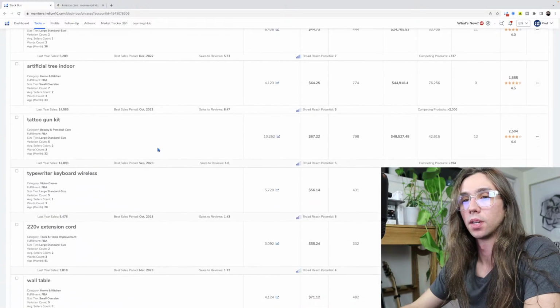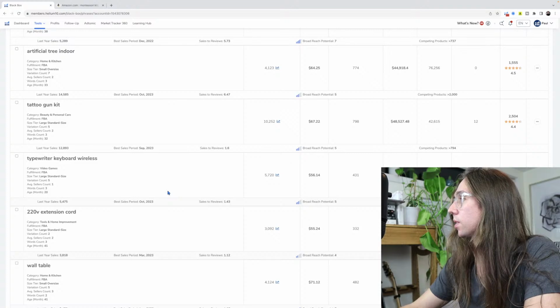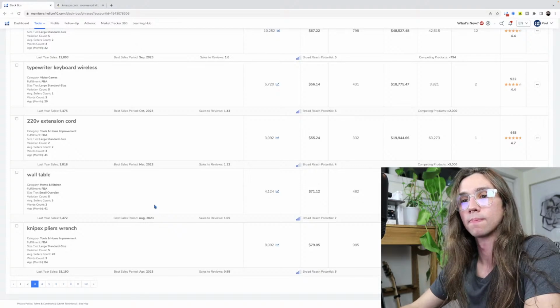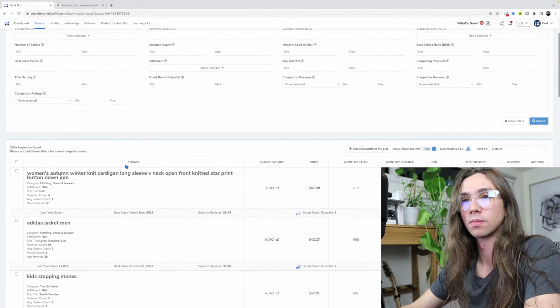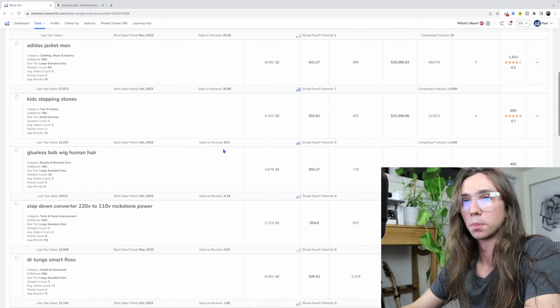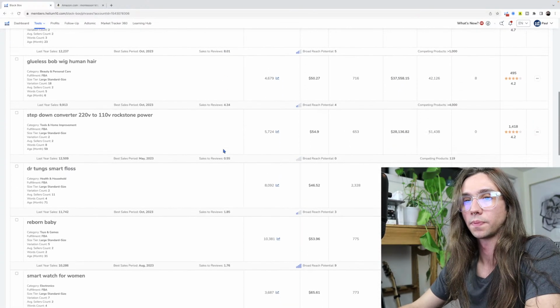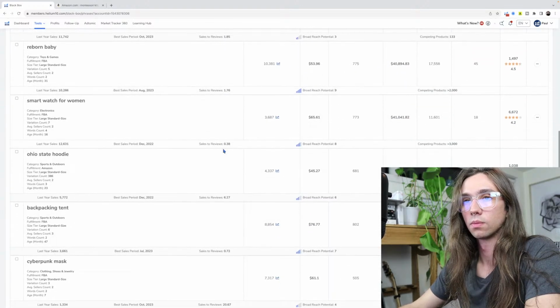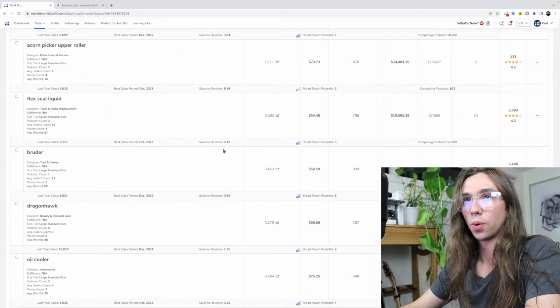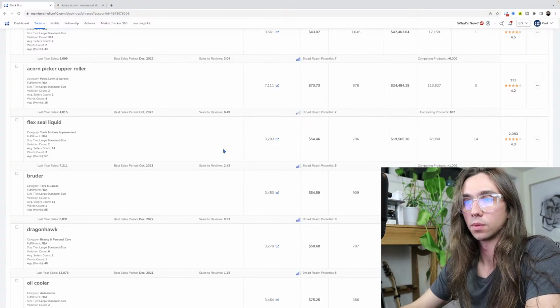So, does anyone have any ideas they want me to type in manually and look at? That's not right. Acorn picker upper roller. Too seasonal.